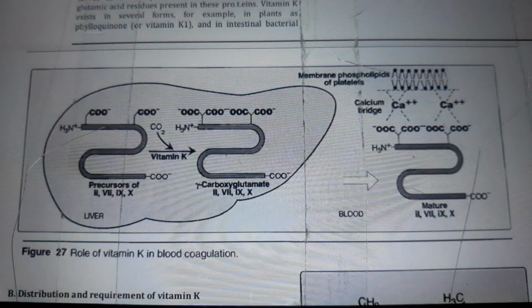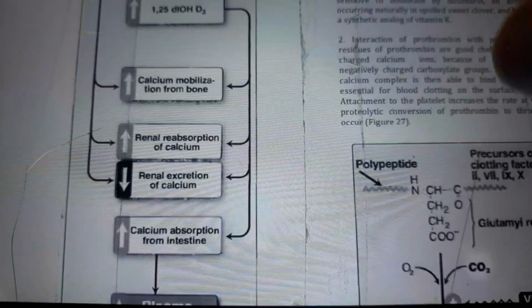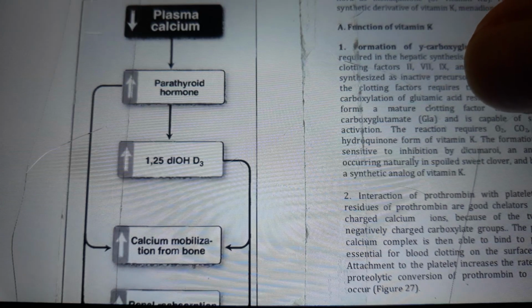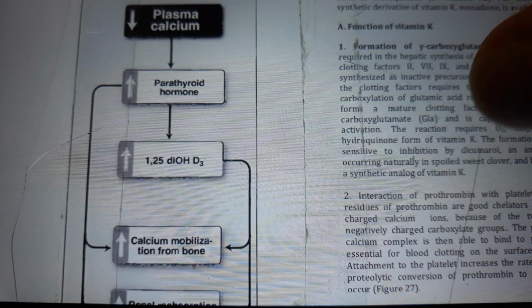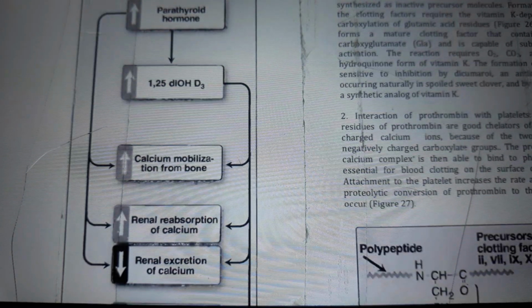Vitamin K. The principal role of vitamin K is in the post-translational modification of various blood clotting factors, in which it serves as a coenzyme in the carboxylation of certain glutamic acid residues present in these proteins. Vitamin K exists in several forms, for example in plants as phylloquinone or vitamin K1, and in intestinal bacterial flora as menaquinone or vitamin K2. For therapy, a synthetic derivative of vitamin K, menadione, is available. Function of vitamin K is formation of gamma-carboxyglutamate.